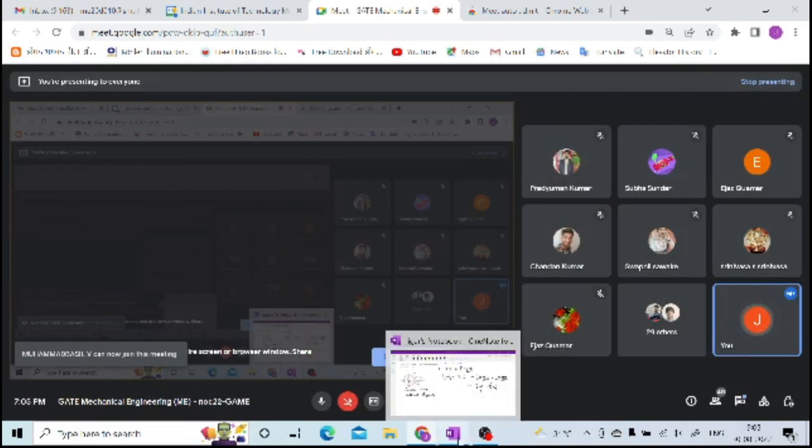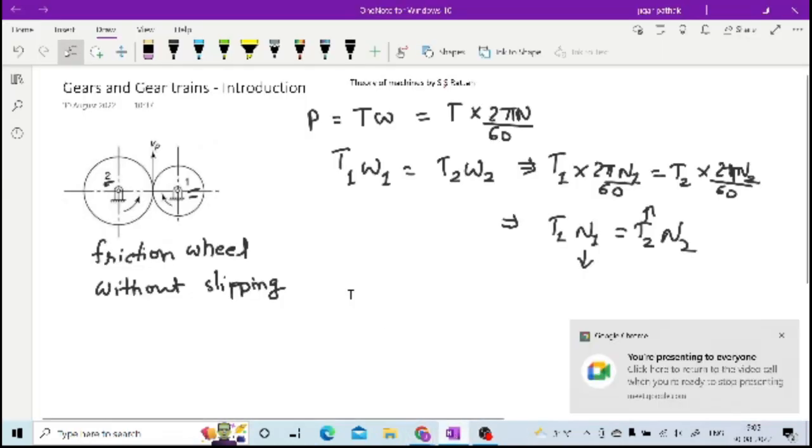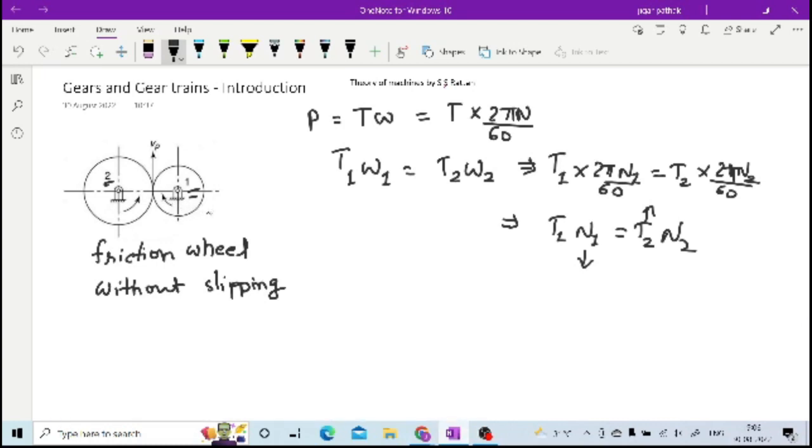Okay, thank you. So here it will rotate without slipping. Because of friction, power will be transmitted from wheel 1 to wheel 2. If you consider a point P, the linear velocity of point P on wheel 1 is omega 1 r1, and on wheel 2 it is omega 2 r2. Both are equal because it is the same point. So omega 1 r1 equals omega 2 r2.